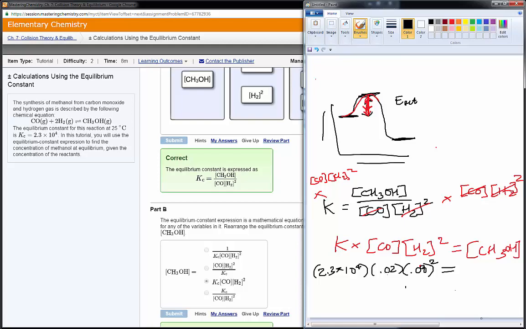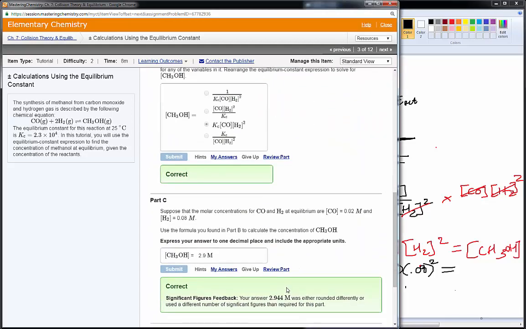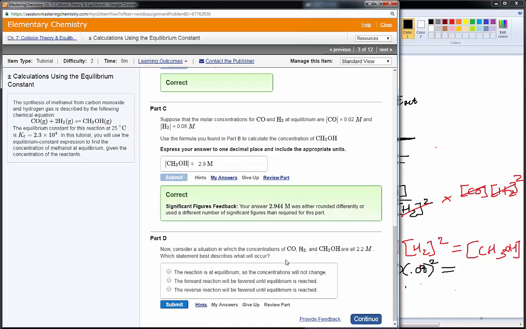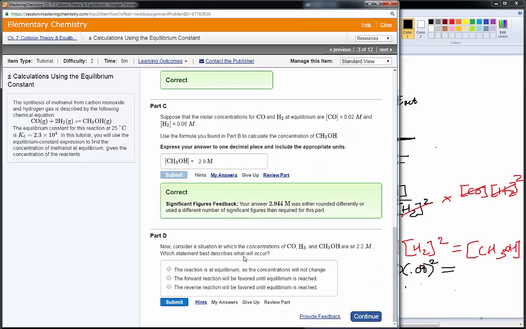If these were 0.02 and 0.08, then this was 2.9. So clearly the amount of products at equilibrium is much higher than the amount of the reactants for this particular reaction. So if they're all the same, then it's definitely not at equilibrium, because at equilibrium we're going to have more methanol. So the reaction is not at equilibrium, and it's going to proceed in the forward direction until I get a lot more of my product, until equilibrium is reached. So the answer is the forward reaction is favored until equilibrium is reached.